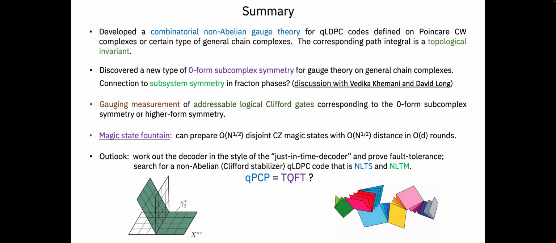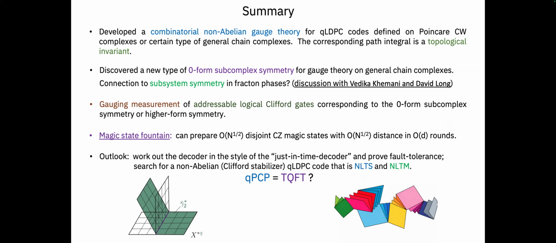And there's some outlook. We also need to work out the decoder for LDPC codes. It's already worked out in Margarita's paper for topological codes, but for LDPC codes it's much more complicated, and we also need to prove autonomous there. Another goal is that we want to search for non-abelian or Clifford stabilizer qLDPC codes that satisfy the NLTS property, where not only the ground state but all the low-lying states are non-trivial. At the same time, it has a non-abelian topological order.